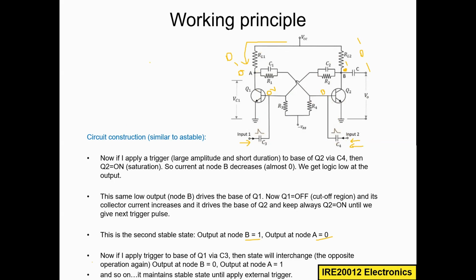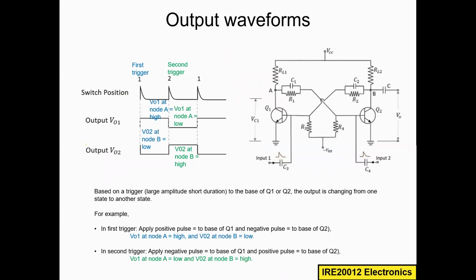This is the operation, or the working principle, of the bistable multivibrator. The output is just stable, either at 0 or 1. If you want to change that, you must apply an external trigger signal. Until you apply the external trigger signal, the output will be maintained in the same state. It will not jump back by itself. So here it is.